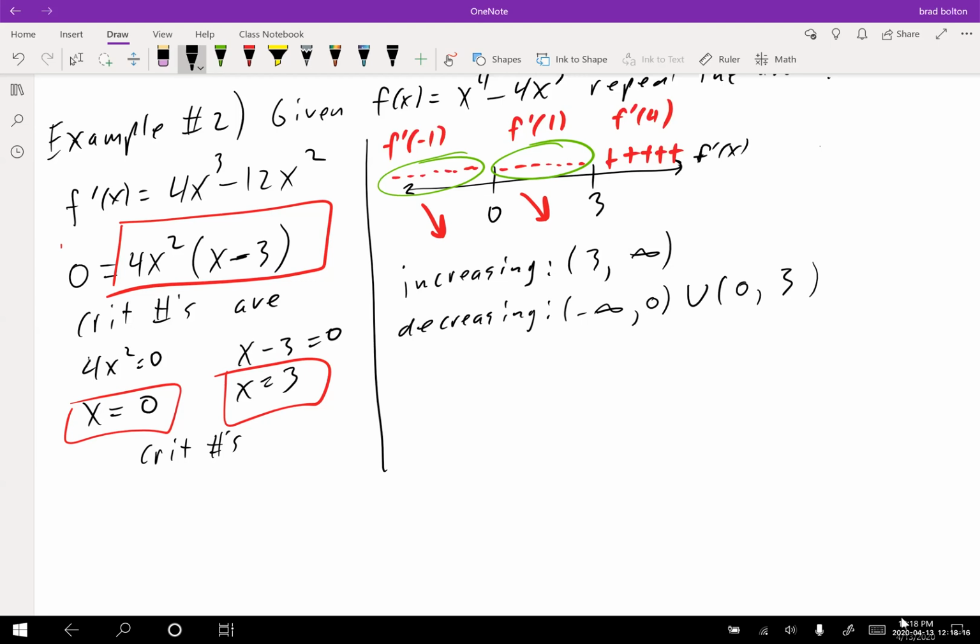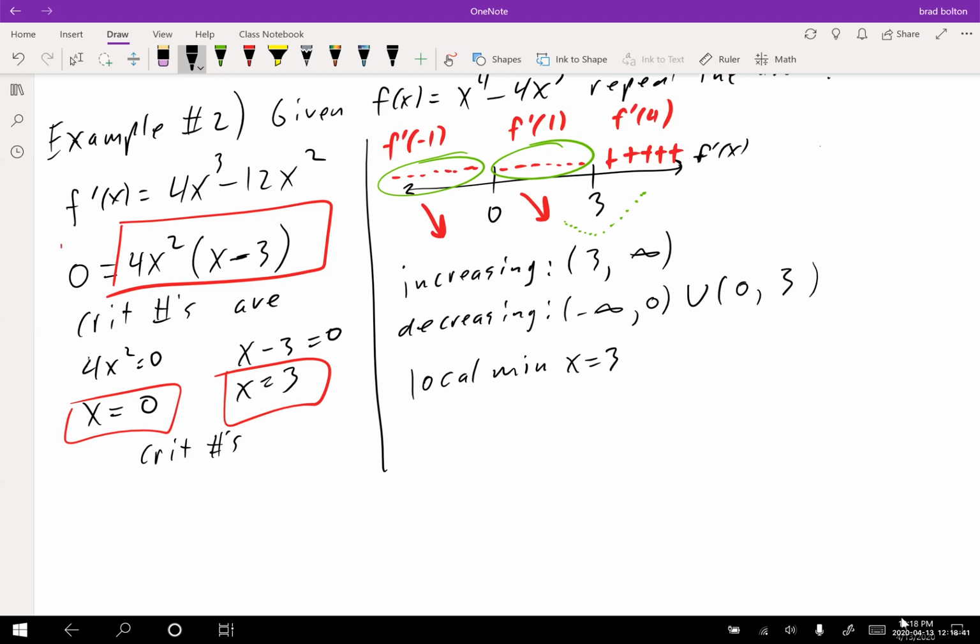So that means then that we only have a local, remember we went at 3, we went from decreasing to increasing. So in my mind, this is what I'm doing right now. I'm going this way to this way. Well, that means I'm creating a little valley. And when I create a little valley, I'm going to create a local min. And you could say at x equals 3.